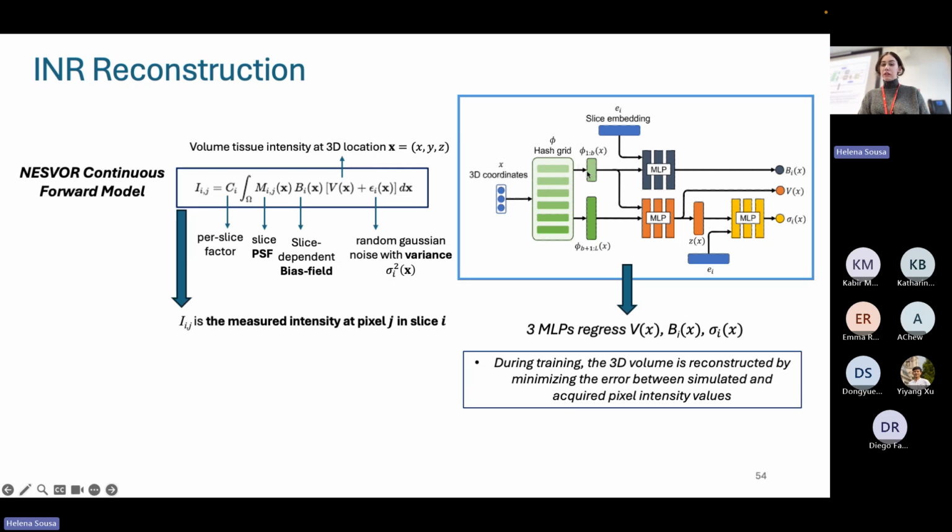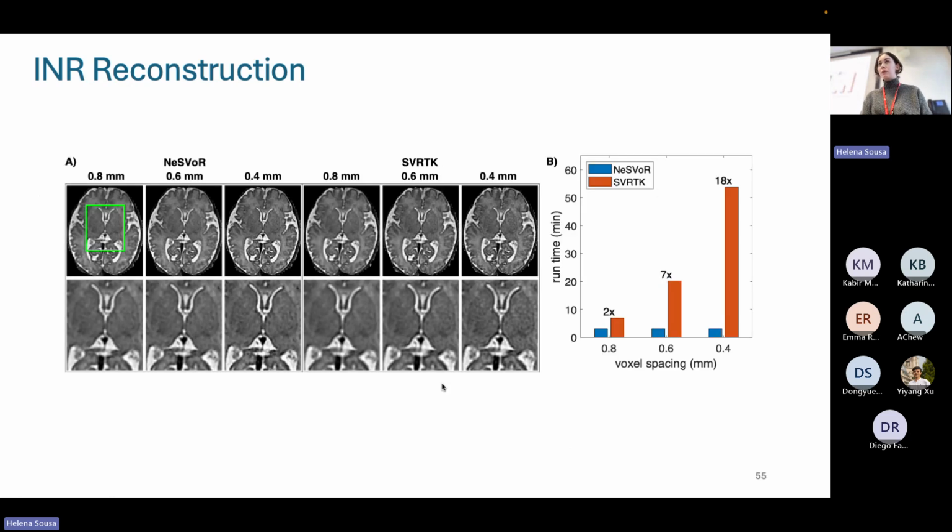And basically the outputs from this encoding go into the 3 different MLPs that are then able to regress our bias field, our intensity in the volumes, and the variance of our noise. So overall, during training, our 3D model is reconstructed by minimizing the error between our simulated and acquired pixel intensity values. Finally, I'm showing here some of the NESVOR reconstruction results against the classical SVR method.